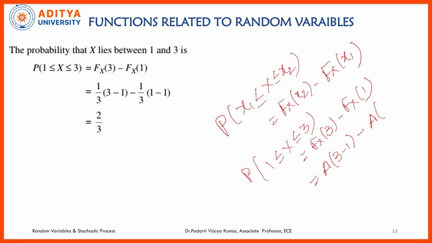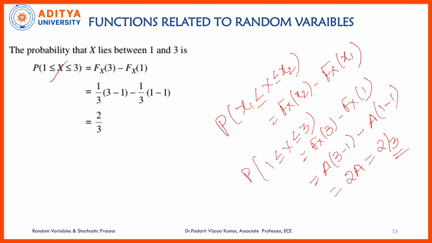1 also falls in that prescribed range, so a(1 − 1). So, this is equal to 2a. We know that a is 1/3. So, the probability for the given range is 2/3.